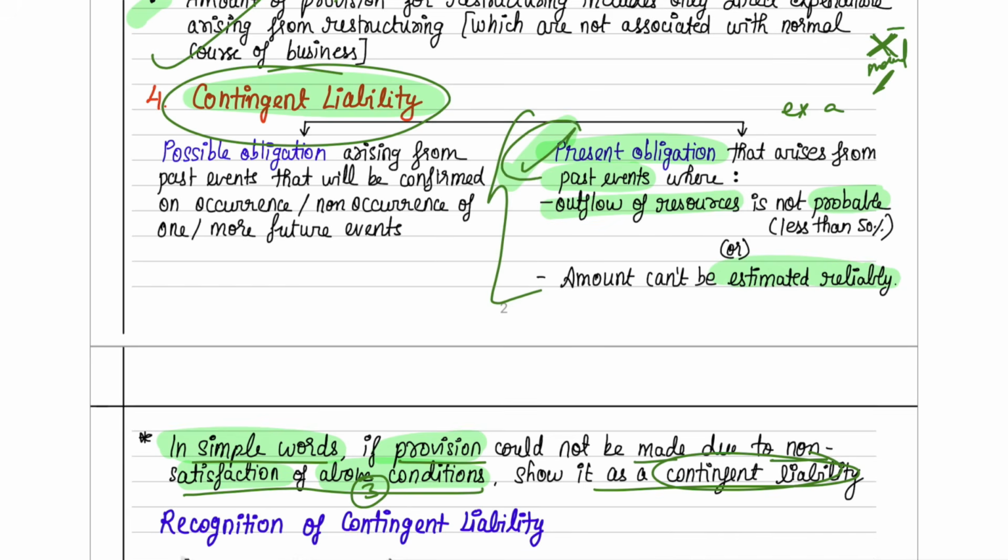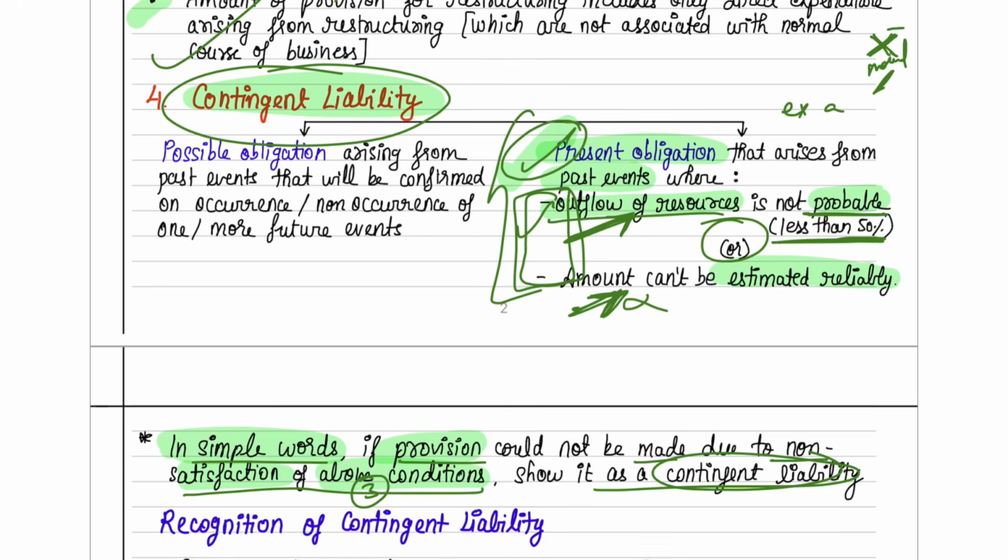Now suppose one condition is being met, it is a present obligation arising out of past events, but the outflow of resources is not probable, that is, only less than 50% chance is there, or the outflow of resources is probable but the amount can't be estimated reliably. So if either of these two conditions is not fulfilled, in such a case it will become a contingent liability. So that is one case.